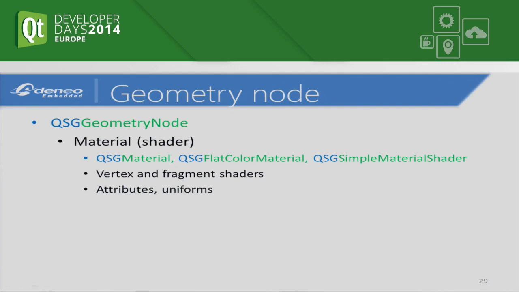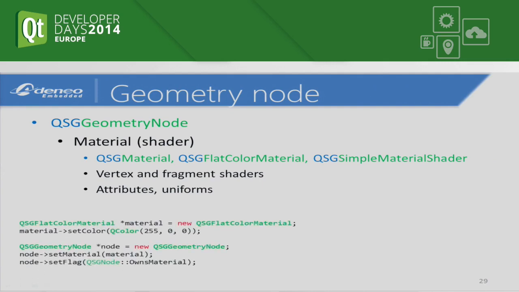And the geometry node with material. This one, I will skip it fast. It lets you re-implement shaders. So if you want to create effects directly from C++, it's completely possible. And in that case, we simply create a flat color material, just to create a red element in QML. So a red material and a geometry node. We already have the geometry, and we simply set the material to the one we created here. We say that it owns the material to let it delete automatically at the end of its life, and that's all.